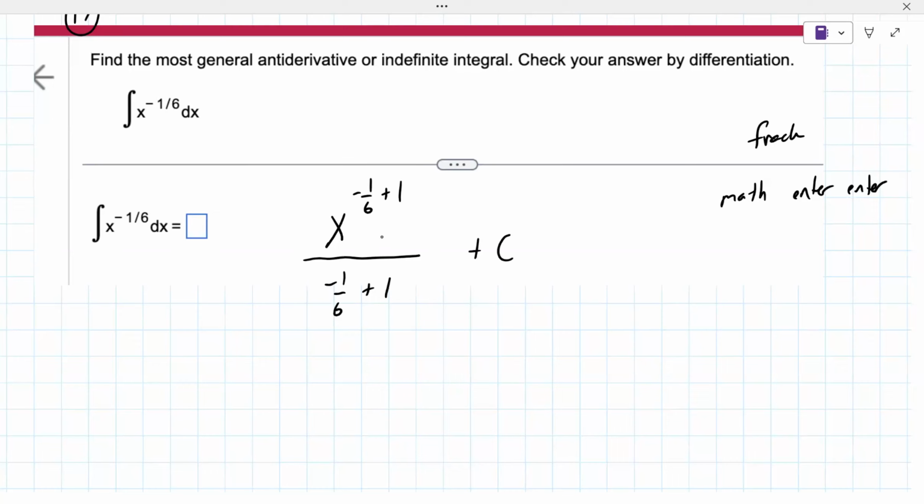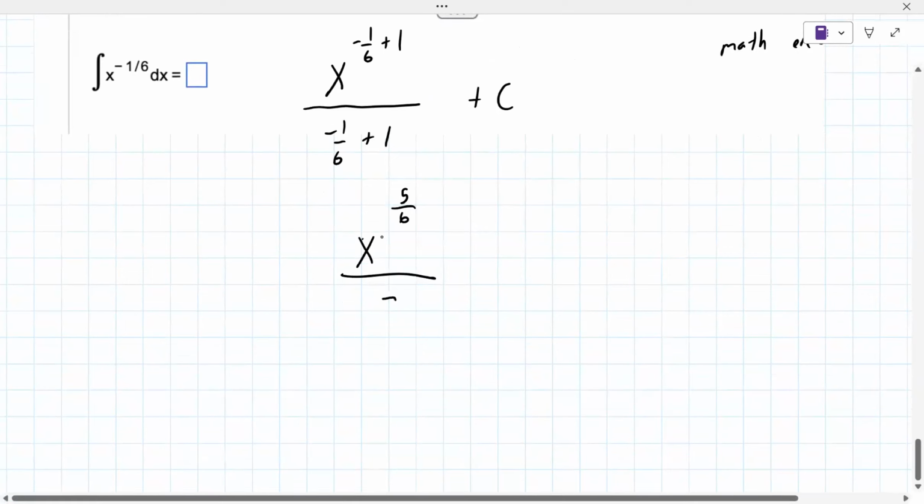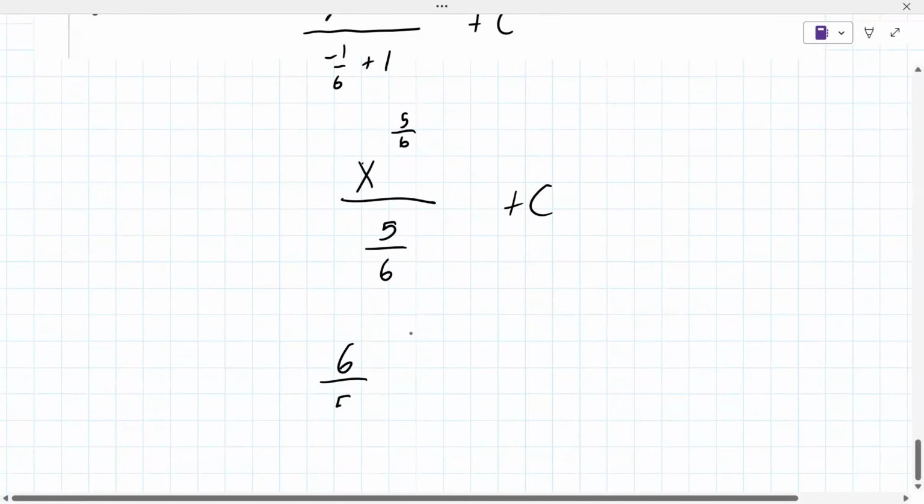Would it be x to the 5/6 over 5/6 plus c? That's the next part of this: when you have a fraction on the bottom, I'm going to write the answer, it becomes the reciprocal. So that this fraction flips to come up here. Okay. And that's kind of a big deal.